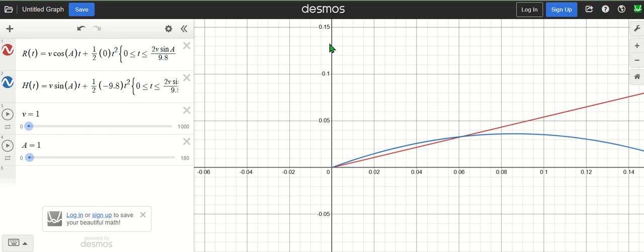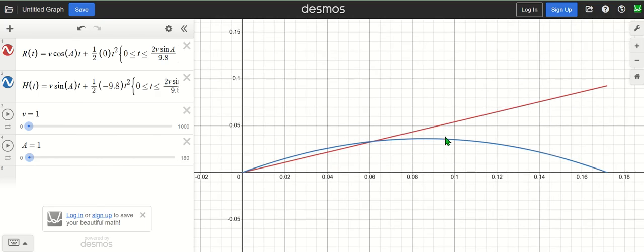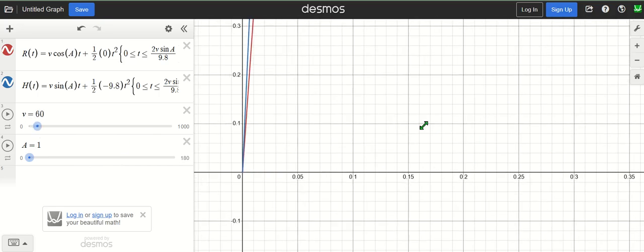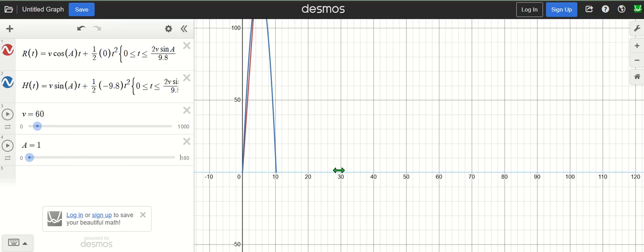Or if I have an angle of 90 degrees, it should be going straight upwards, and my velocity should go, or my range should go to 0. Let's check this. So if I have, let's make it so we can see everything.